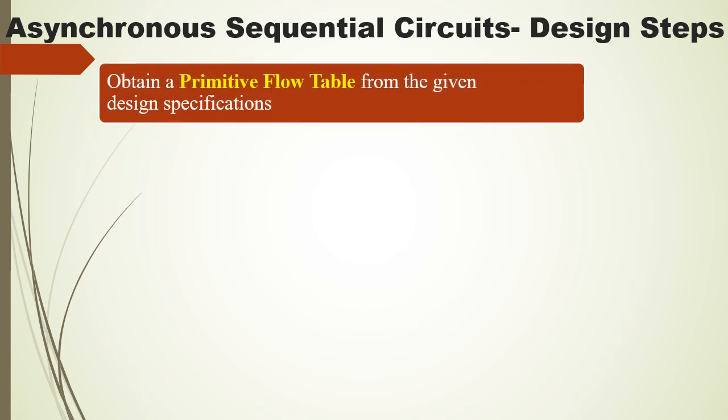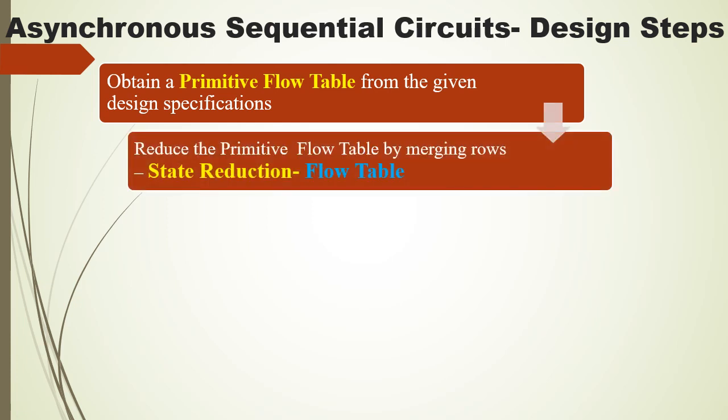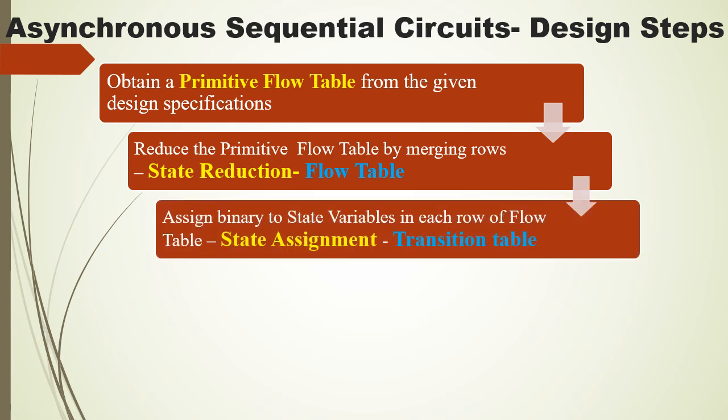So the very first step is, from the design specification, we have to obtain the primitive flow table. From the primitive flow table, using the state reduction step, the rows are merged and we get a table called the flow table. After obtaining the flow table, the binary values are assigned to the state variables present in each row of the flow table, and we call this process state assignment. It converts the flow table into a transition table.